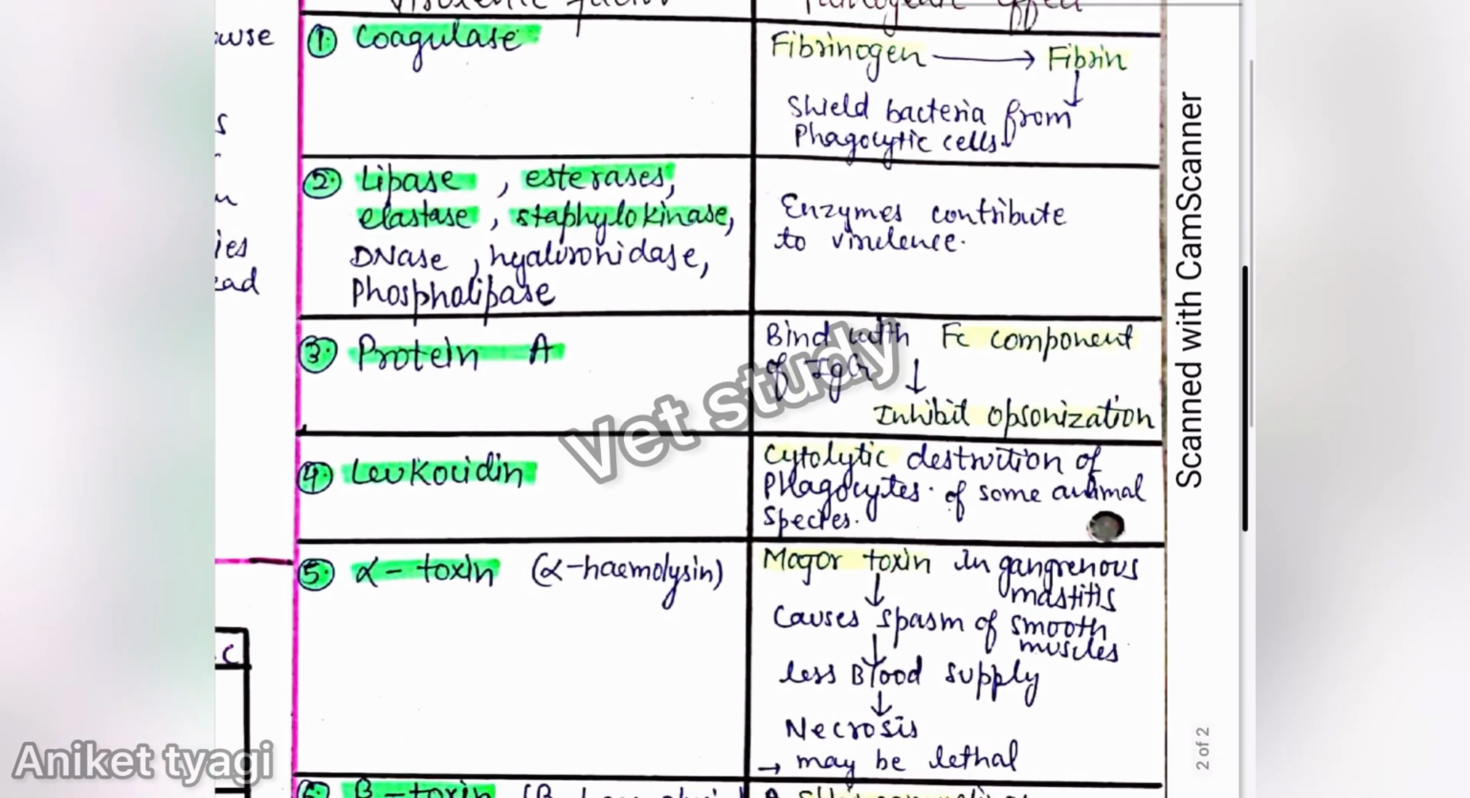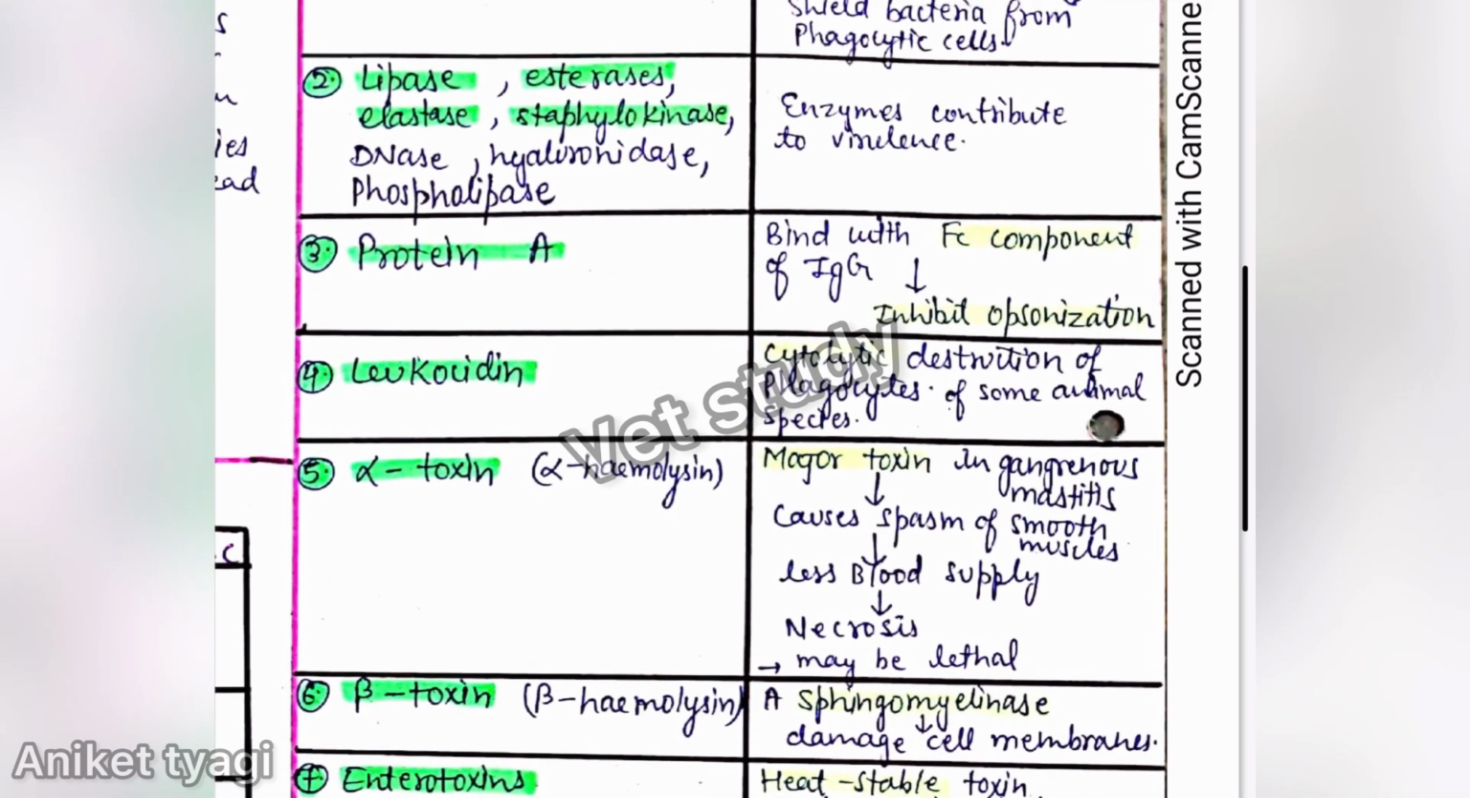Okay, after this we have lipase, esterase, elastase, staphylokinase, DNase, hyaluronidase and phospholipase. These are different enzymes produced by these bacteria, and they contribute to the virulence of the bacteria. After this we have protein A. Protein A binds to the Fc component of IgG and inhibits opsonization. So you can see that these bacteria are majorly affecting the phagocytic process, which is the first one, and the opsonization process. Okay, next is leukocidin.